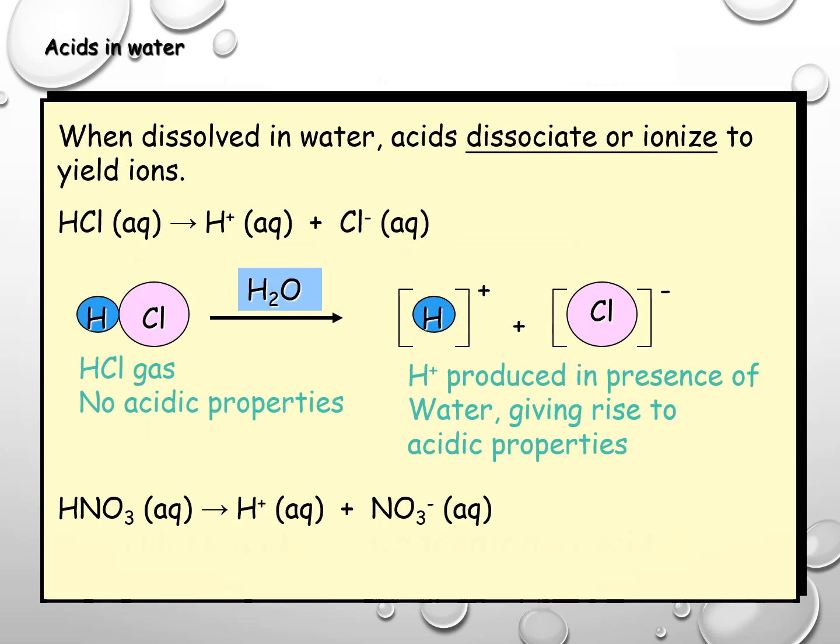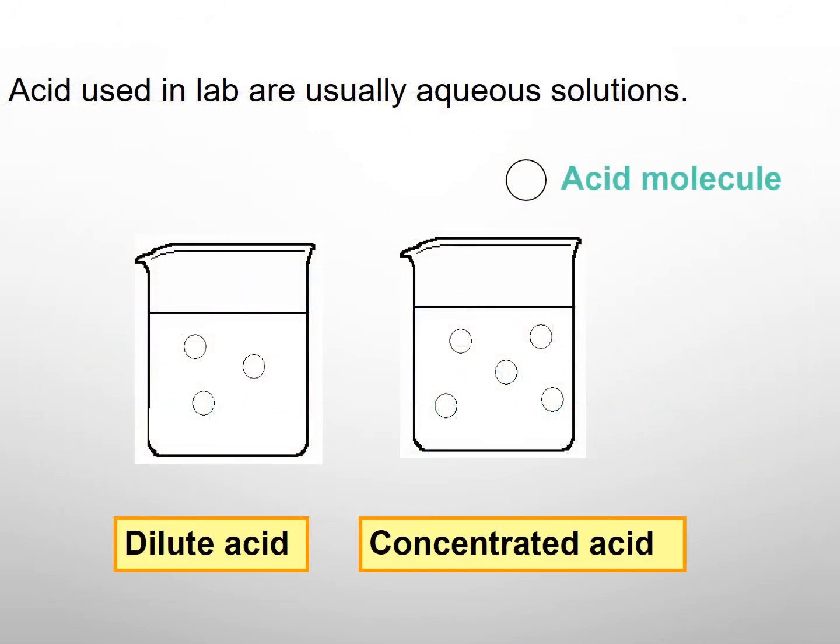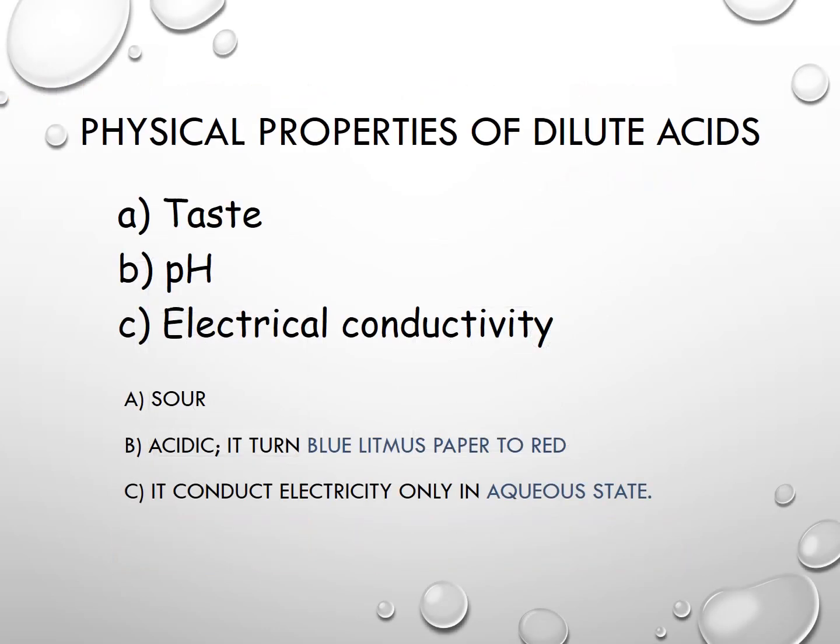Acids can exist as concentrated acids or dilute acids. A concentrated acid contains a large amount of acid dissolved in a small amount of water, while a dilute acid contains more water and less acid. As we continue, remember this key idea. Hydrogen ions are the source of acidic behavior, and without water, acids cannot produce these ions. Let us now examine the physical and chemical properties of acids.